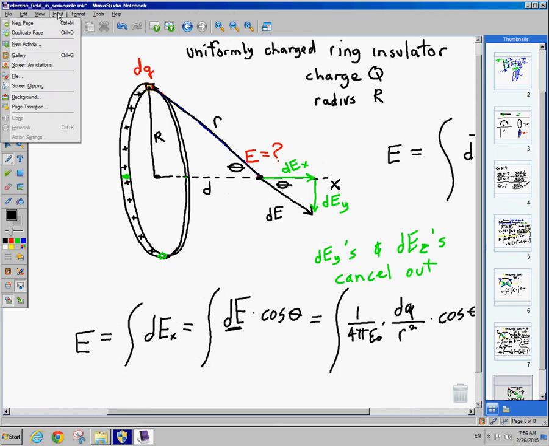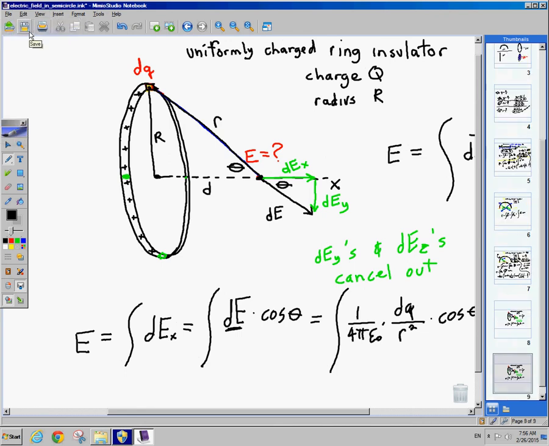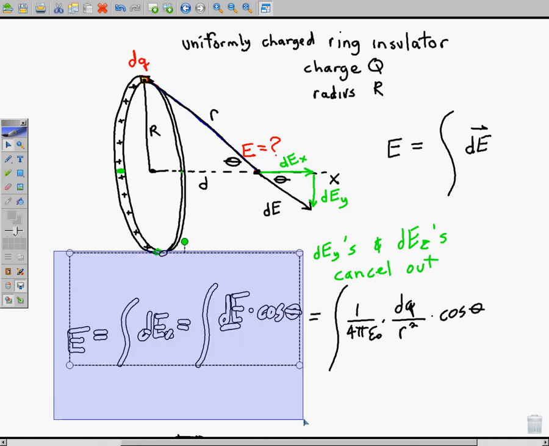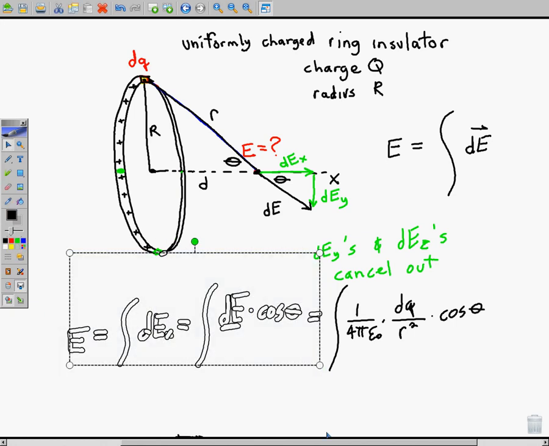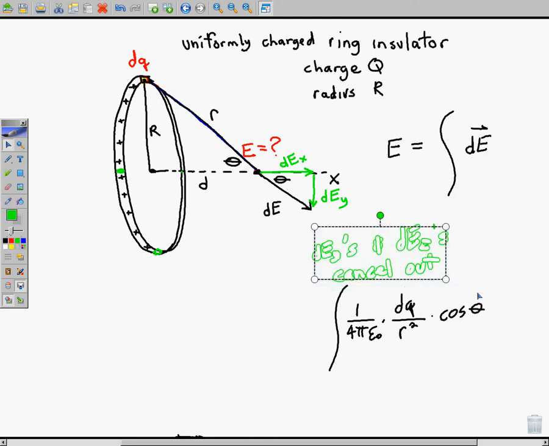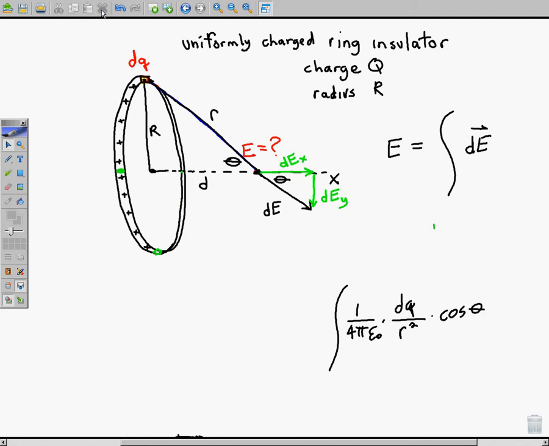Insert, duplicate page. Back to this. So now I'm going to make some room here. Alright, so I'm just going to kind of loop back now.